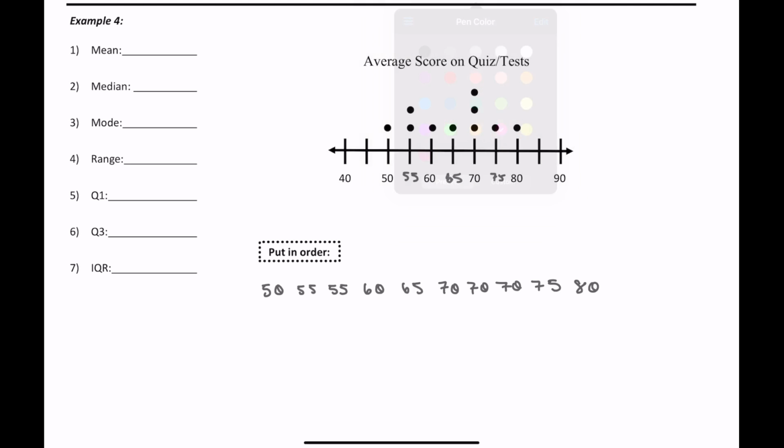And remember, this is a video, so pause it if you need to write out and put it in order. You need to put it in order to find the median, to find the mode. It's easier to figure out your range. It's the only way to figure out your Q1, your Q3, and your IQR. So put your numbers in order.